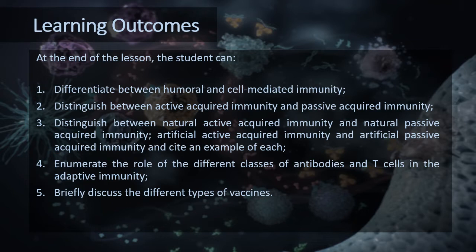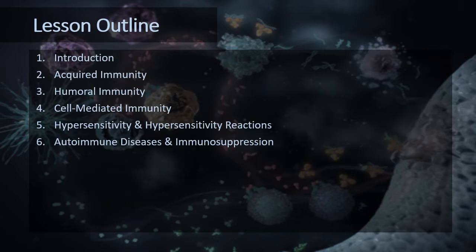Enumerate the role of the different classes of antibodies and T cells in the adaptive immunity, and briefly discuss the different types of vaccines. This will be the sequence of our discussion, so we will start with the introduction, followed by the acquired, humoral, and cell-mediated immunities, hypersensitivity and its reactions, and autoimmune diseases and immunosuppression.